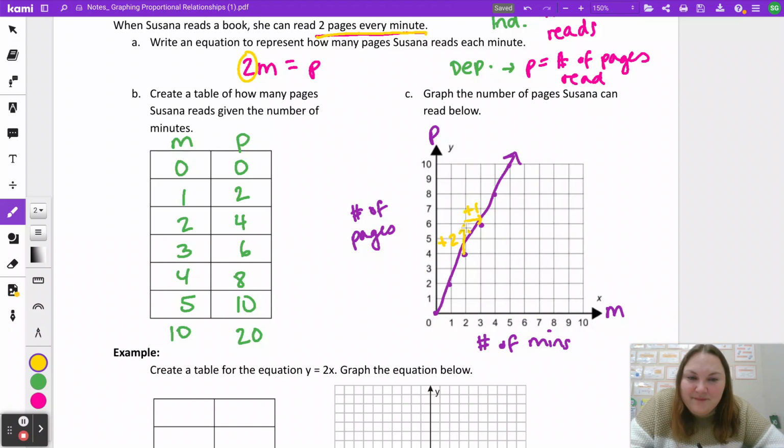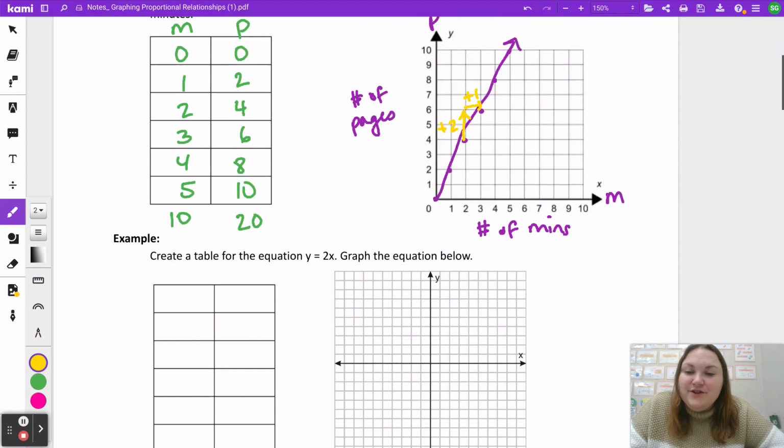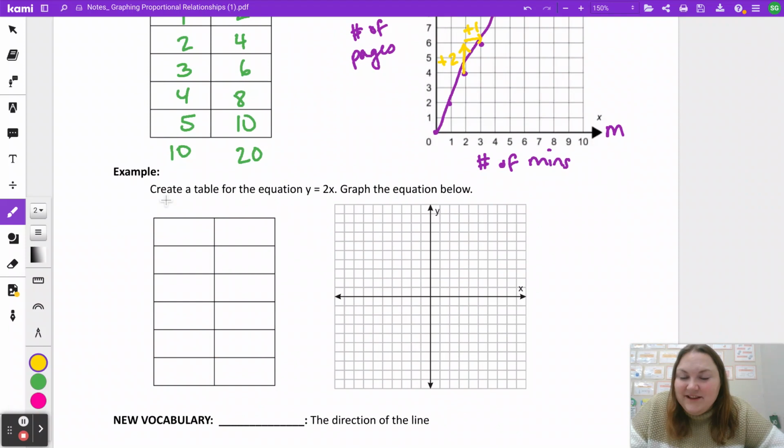You can see my line goes up 2 boxes after 1 minute after 1 box. That too is going to be super important when it comes to making these graphs when we don't have a story. So for example, you're going to see problems in this lesson that look like this. It says create a table for the equation y equals 2x and then graph the equation below. Just like above, that 2 is going to help us create our table and create our graph.